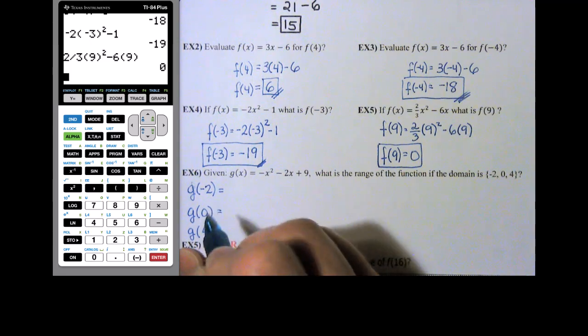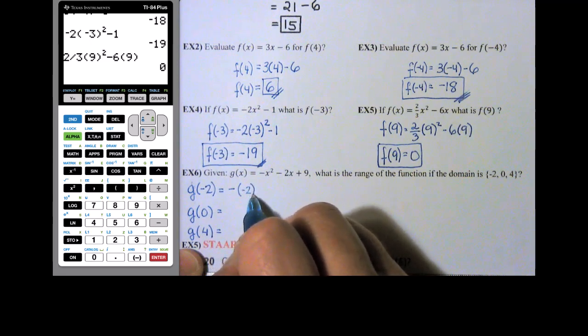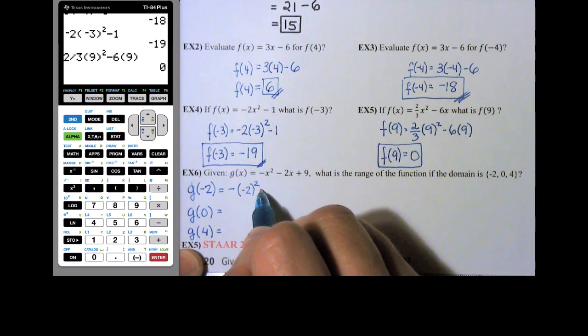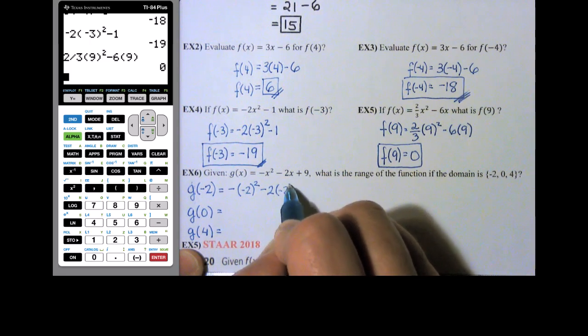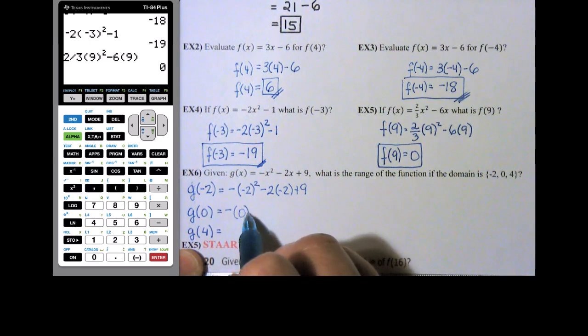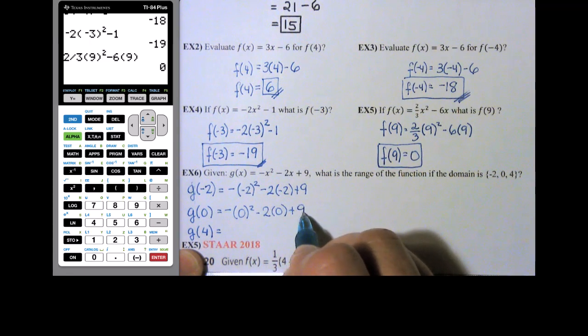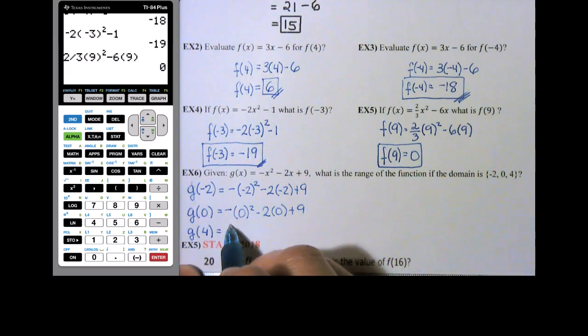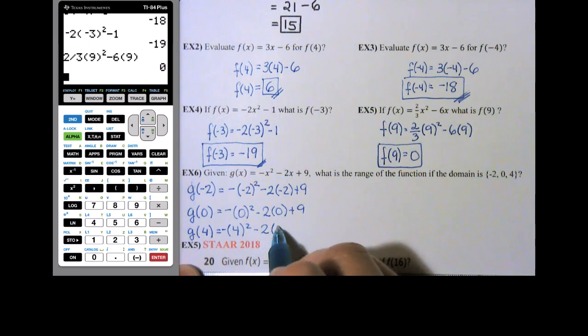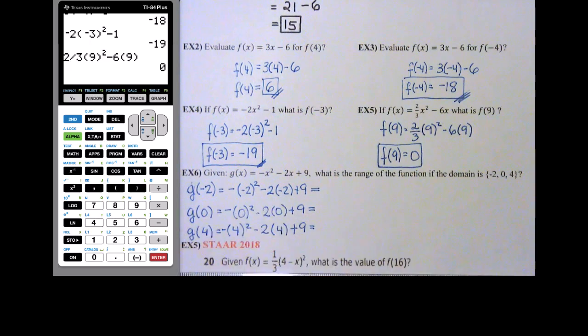and then we're going to evaluate g of 4. Okay, so basically I'm going to copy the function, but instead of x, I'm going to put parentheses and replace inside the parentheses with negative 2, minus 2, negative 2, plus 9. Here I'm going to do negative 0 squared minus 2, 0, plus 9. And here will be parentheses negative 4 squared minus 2 parentheses 4 plus 9. Now what I can do is put this in the calculator.